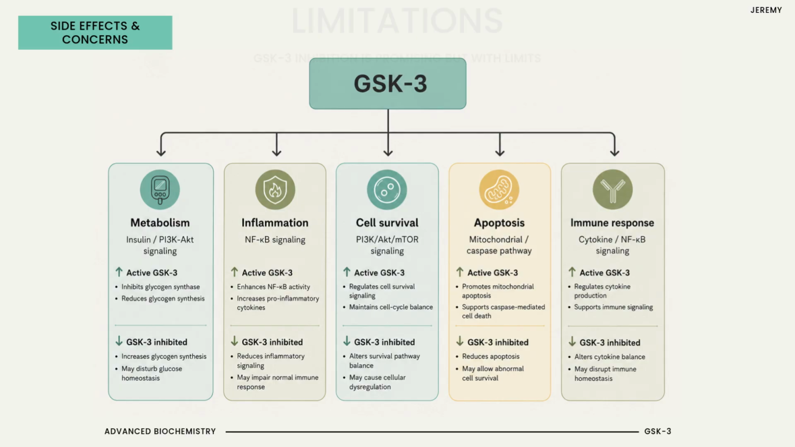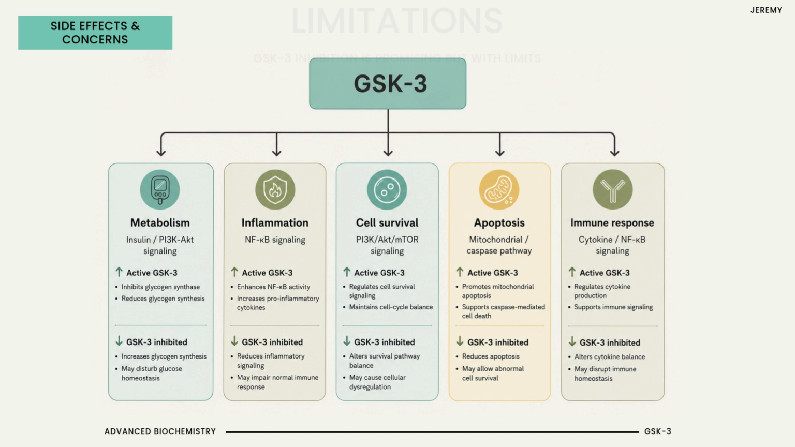So the first limitation of inhibiting GSK-3 beta is because of its side effects and its concerns. So GSK-3 beta actually controls 5 major pathways inside our body. The first one is metabolism, the second one is inflammation, the third one is cell survival, fourth one is apoptosis, and the fifth one is our immune response. So when we inhibit GSK-3 beta, there will be different effects happening to each of these pathways as shown here. So for example, in metabolism, when GSK-3 beta is inhibited, it will increase glycogen synthesis. So our glucose homeostasis will be disturbed.